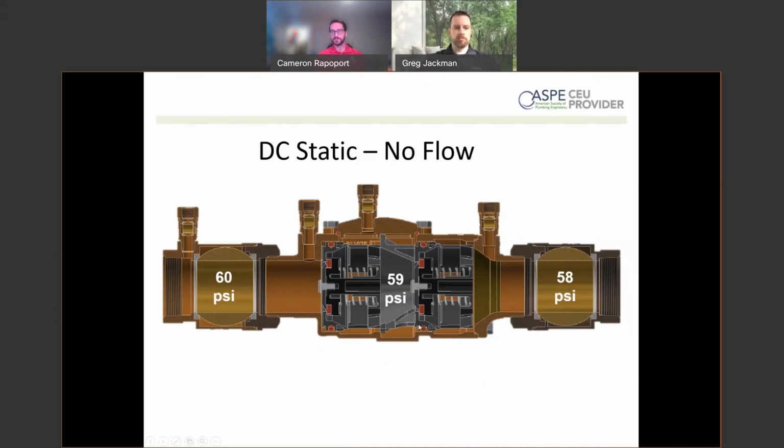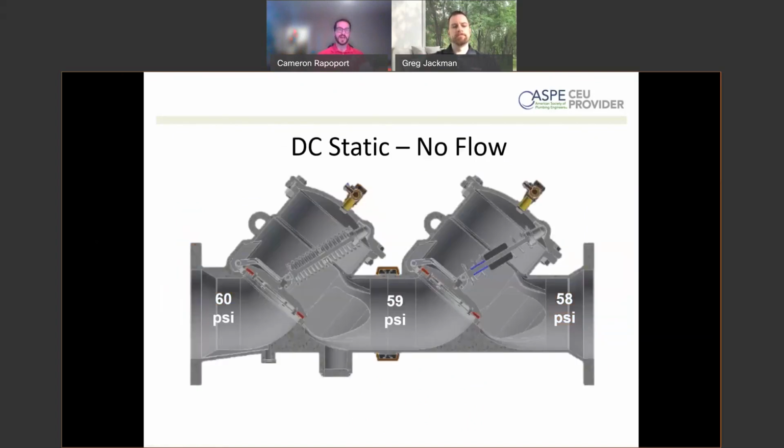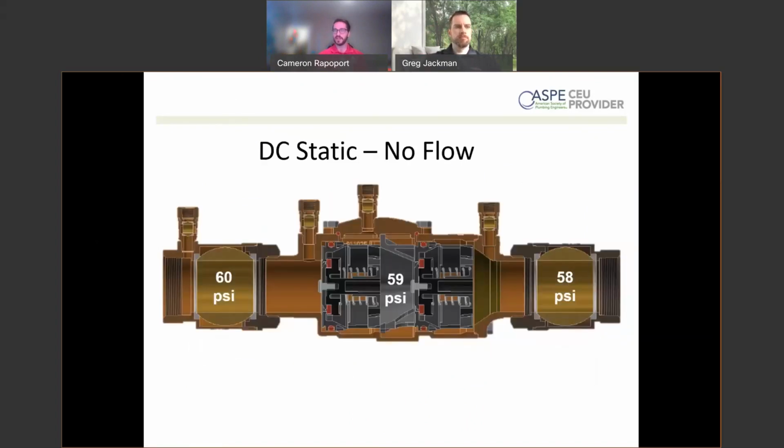Usually they'll be more than 1 psi. They'll be between 1.5 and 3, depending on the model. But at the very least, they have to be 1. That 1 psi doesn't matter how big, right? This is like a 1-inch device.